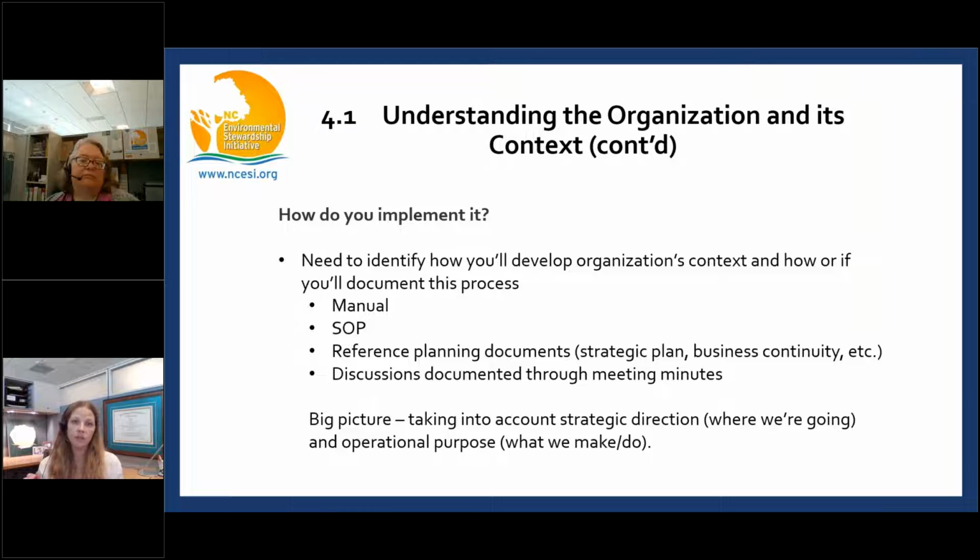Okay, and just as a big picture overview, you do want to take into account strategic direction. Where's your organization going, and your purpose? Like, what do you do? What do you make? Those things should be taken into account when you're talking about your context.